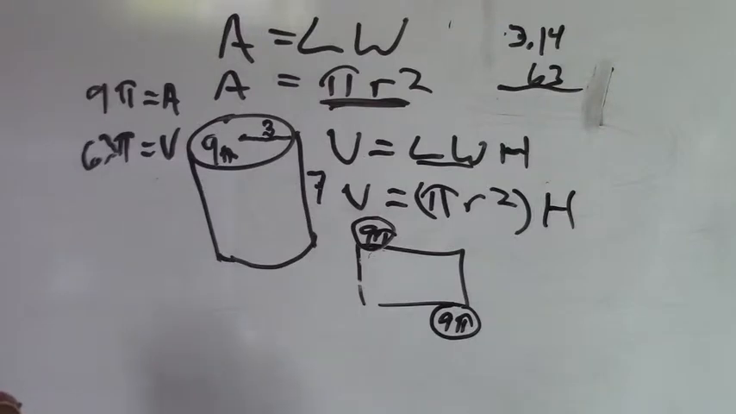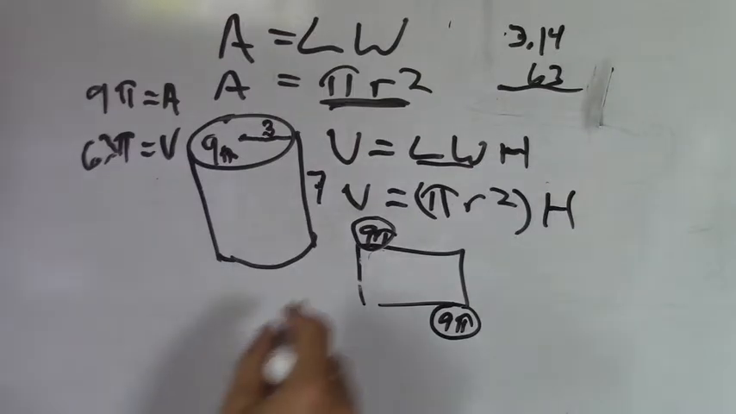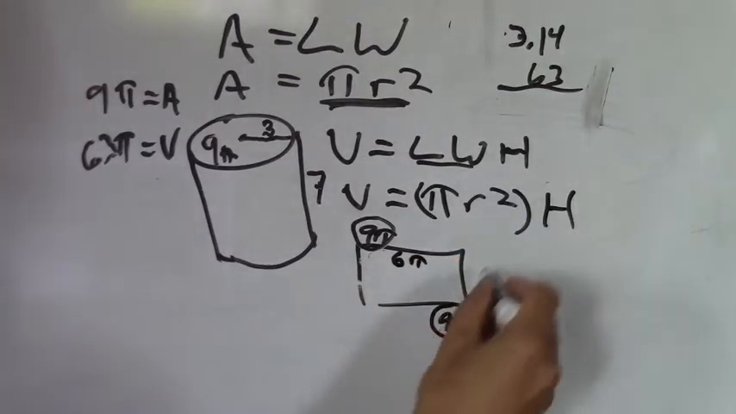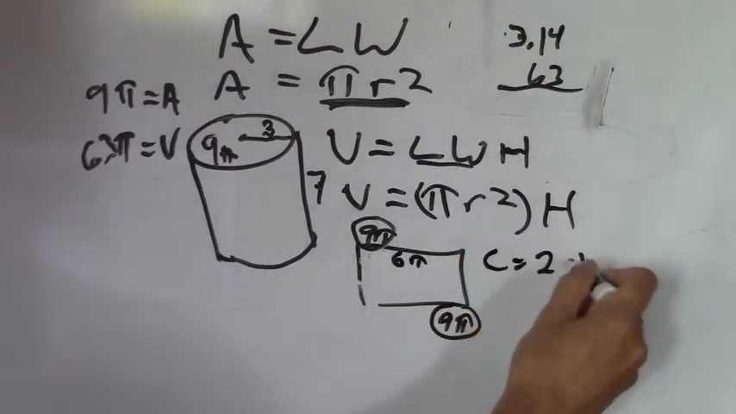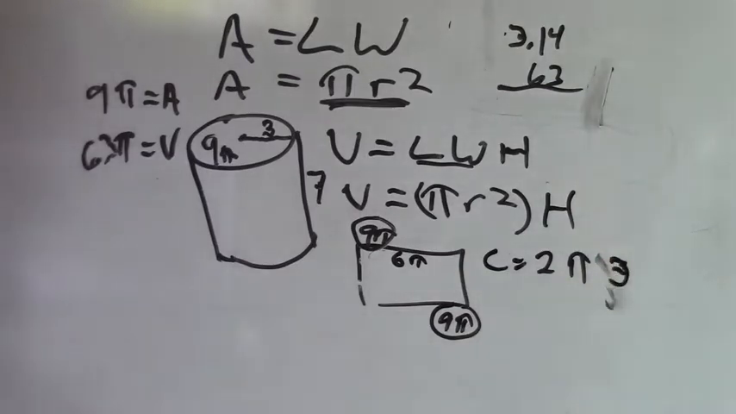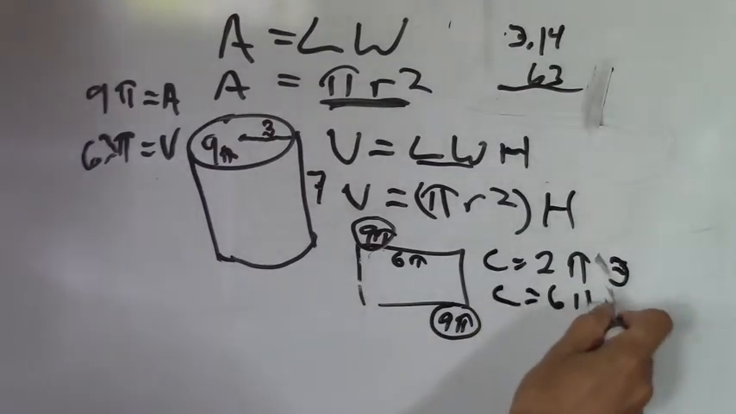What's my circumference? 2 pi r. 6 pi. That's my circumference, because circumference is 2 pi r. I cannot believe that you're making 2 times 3 hard. But go ahead, I don't mind. So my circumference is 6 pi.